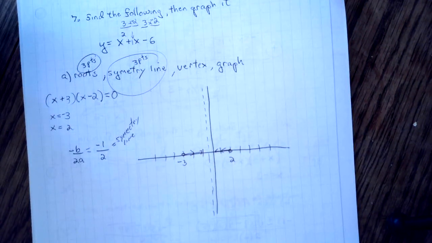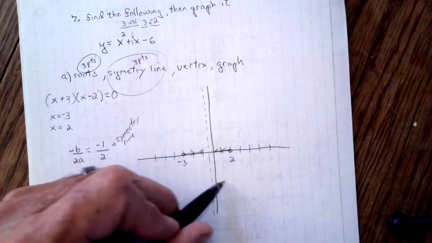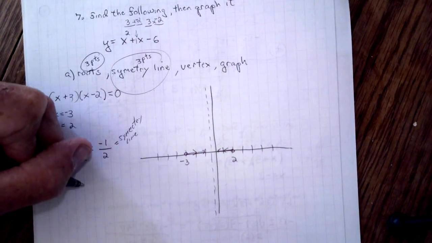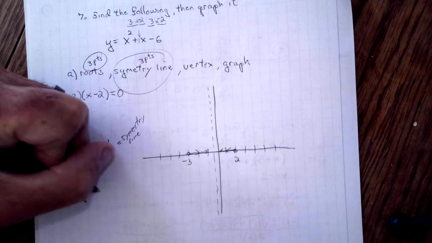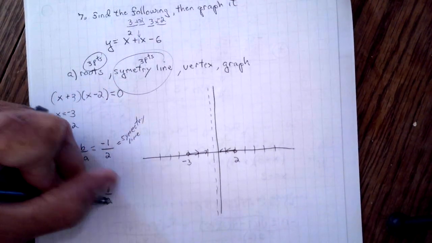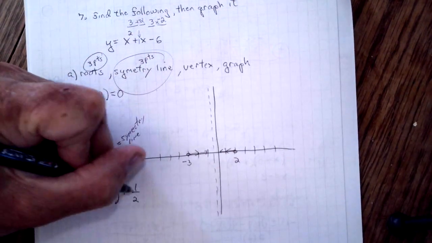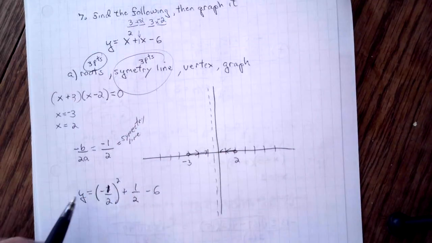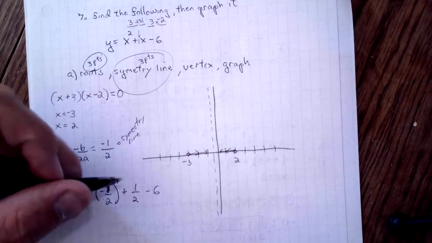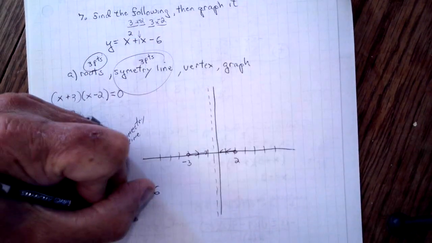Okay, and the vertex is going to be, where's the bottom of this parabola? It's going to cross somewhere over here, at x equals negative 1/2. So I'm going to take that, y equals negative 1/2 squared, plus 1/2 minus 6. Okay, so at that spot, what's y is what I'm asking. So what's negative 1/2 squared? That's 1/4 plus 1/2 minus 6.